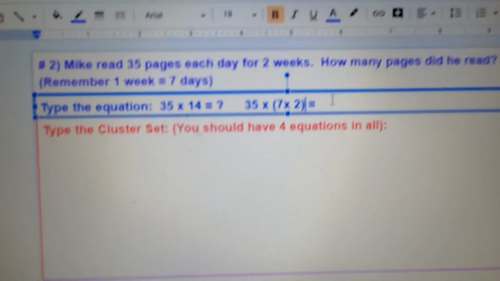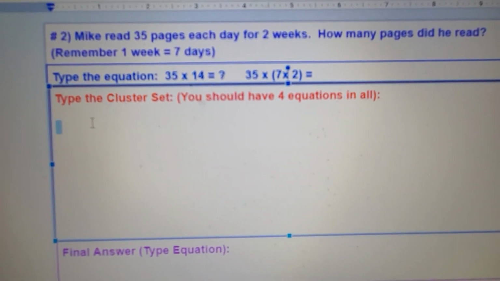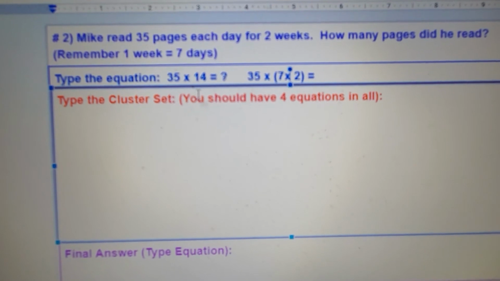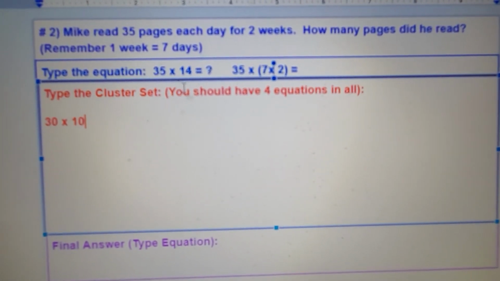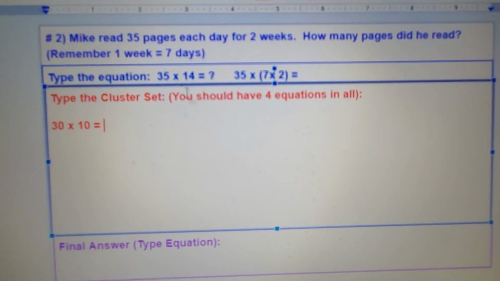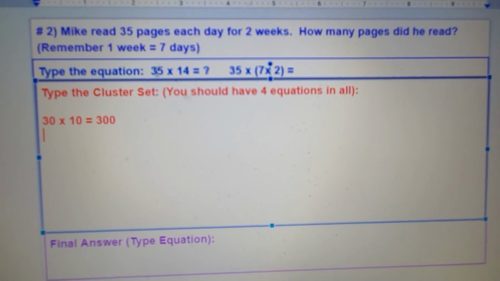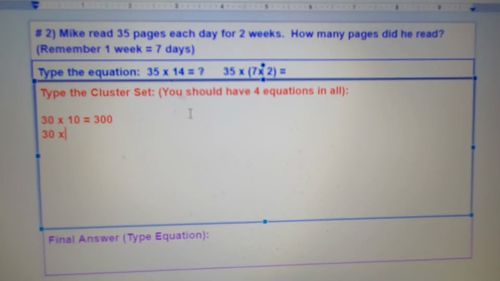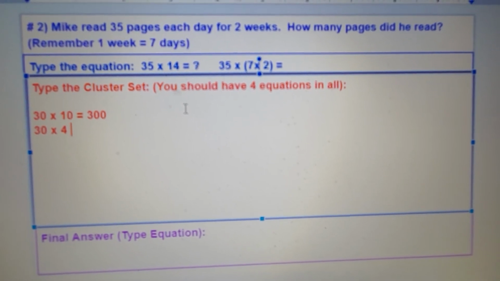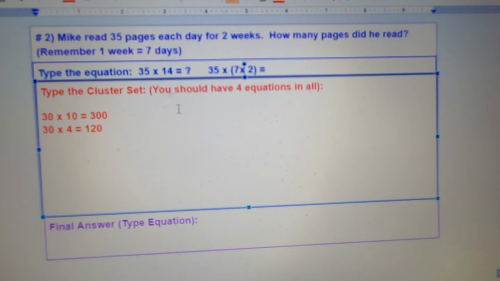Okay? So now I'll use this for my cluster set. I multiply my 10s. 30 times 10. Most of you will remember to do that. That's 300. But now I have to multiply the 30 times this 1, 30 times 4. And that's the part that some people forget, because you have to multiply 10s times the 10s, and then the 10s times the 1s.